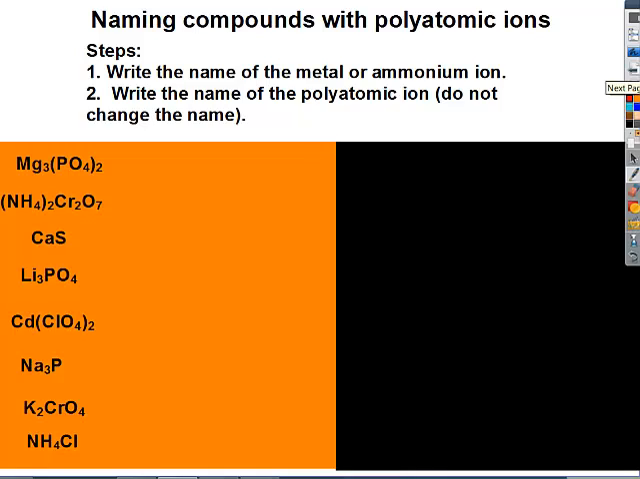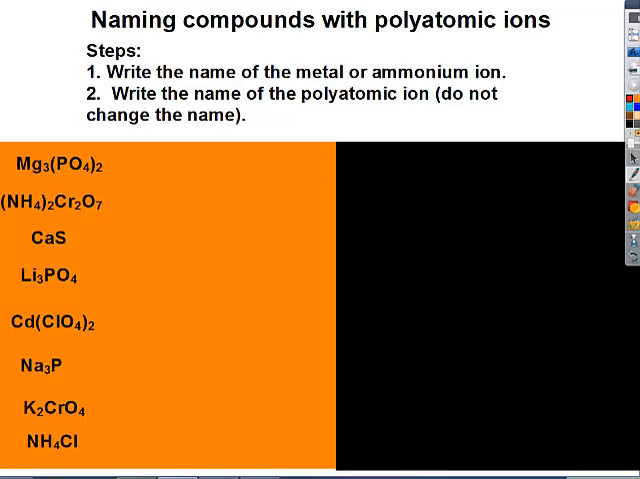Okay. We're going to name the compounds with polyatomic ions. So if I give you a formula, I need you to tell me the name. There are a couple steps. Step 1, write the name of the metal or ammonium ion. Remember, if it starts with ammonium or starts with the metal, you always start with what's first. And then you're going to write the name of the polyatomic ion. Do not change the name. I know that before I said change to IDE, you do not need to do that with polyatomic ions. You just leave it normal.